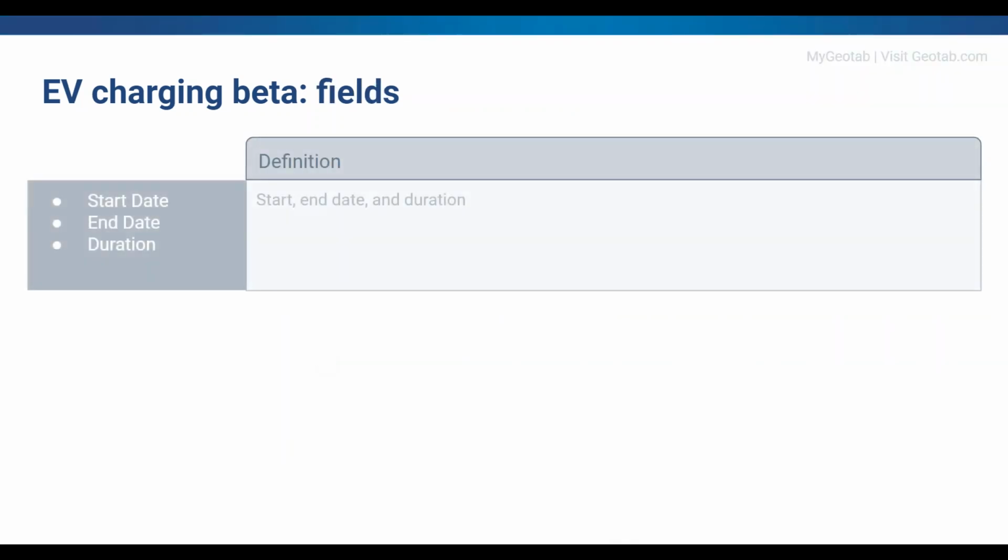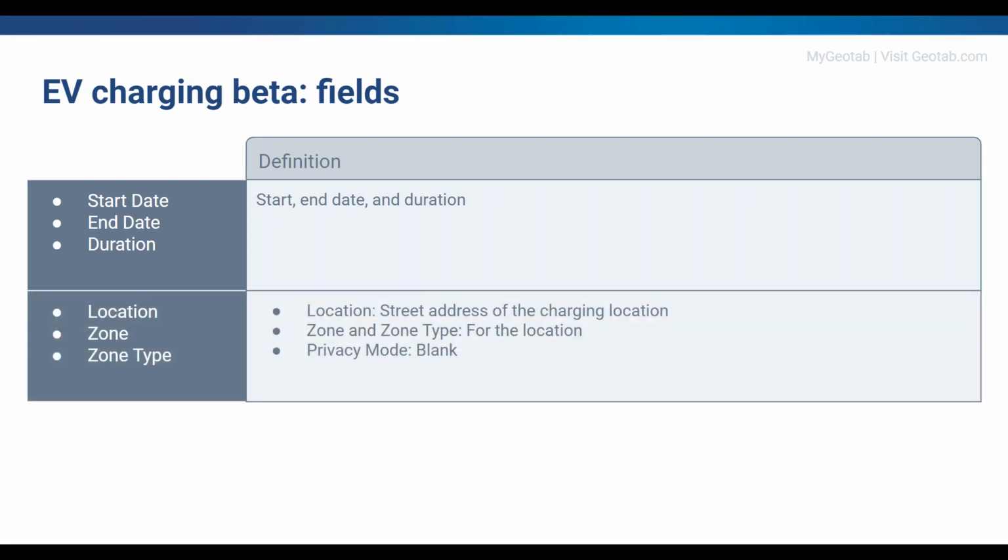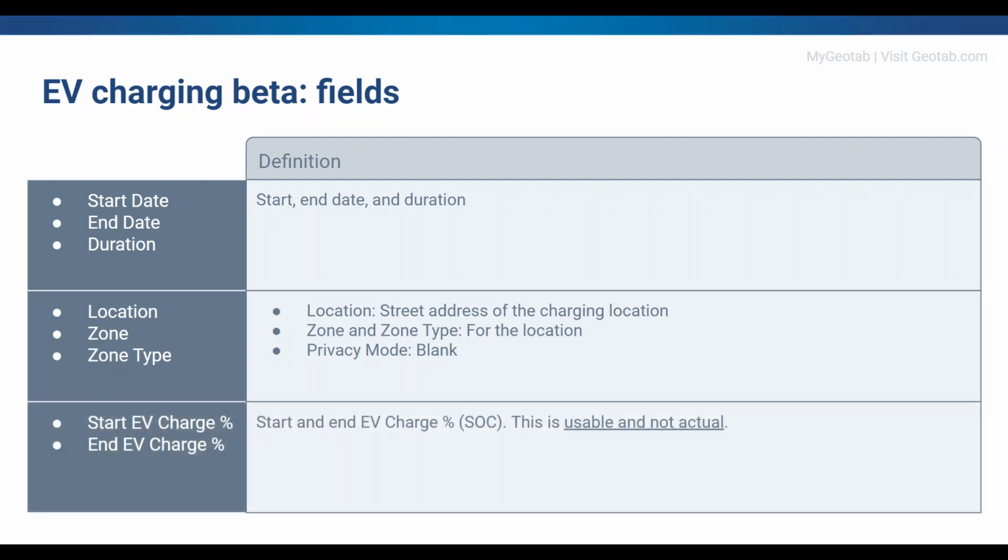Okay, now we'll go through some of the fields of data that show up in this report. Some of it's pretty basic: start date, end date, and the duration. The location, zone, and zone type. We are bringing in zones here, so you can easily look at how much energy you're consuming by zone. This report does adhere to privacy mode as well.